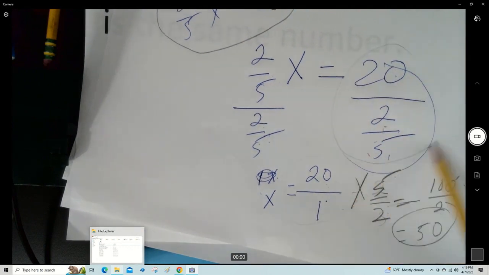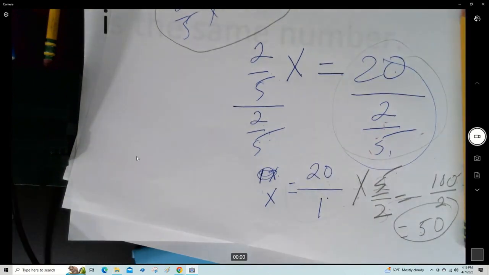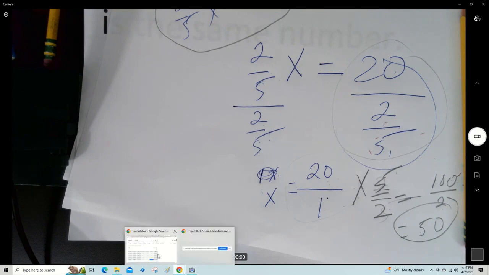20 divided by 2/5. And I should get 50. So let's go ahead and do that. Let's see what we get here. Go back to the calculator. 20 divided by 2/5 right here. We'll do 20 because that's what x equals. Here we go.